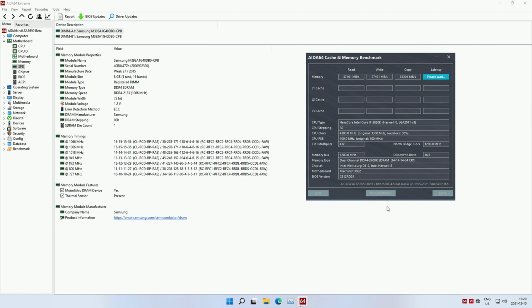Unfortunately, Machinist X99K9 does not have any regulation for memory voltage, that's why I was not able to tighten memory timings even further. DDR4-2400 is already not bad for cheap Samsung DDR4-2133 modules.